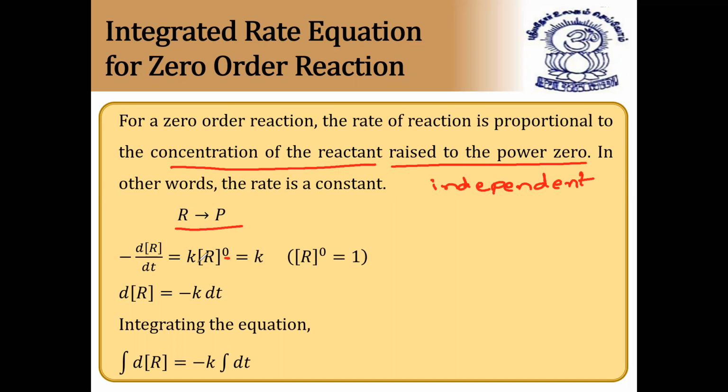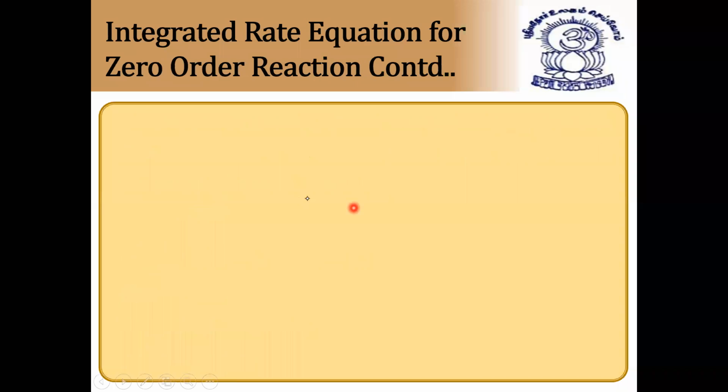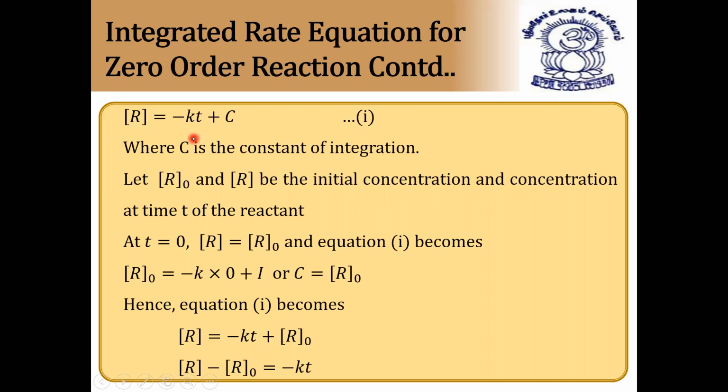Here, zero is very important because it is a zero order reaction. So rate is equal to k into concentration of R, that is reactant, whole to the power of zero. Since [R] to the power of zero is equal to 1, by this we can say the differential rate equation is d[R] equal to minus k dt. So integrating the rate equation, that integrated rate equation is important: [R] is equal to minus kt plus C, where C is called the constant of integration.